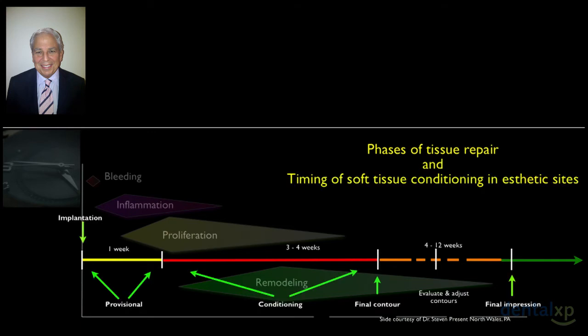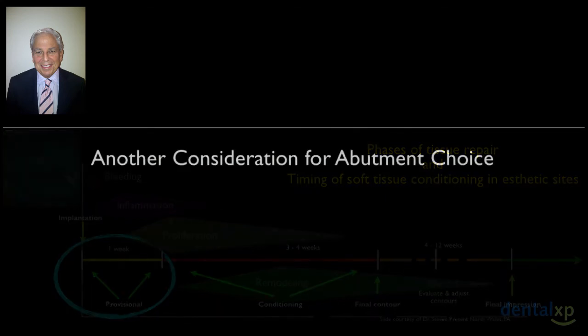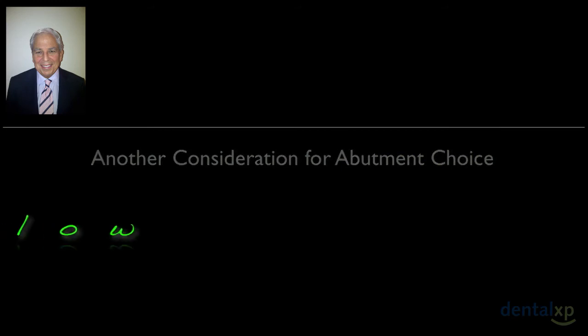He then overlapped this with the timing of the soft tissue conditioning and the aesthetic sites of different things that we're going to be doing in order to shape the tissue to get to the final result. But the key thing here is this 1 week area for provisionalization, because the next concept that we're going to be using to choose our abutments is the concept of workflow.